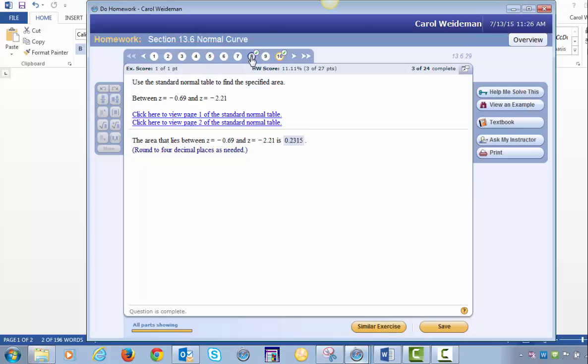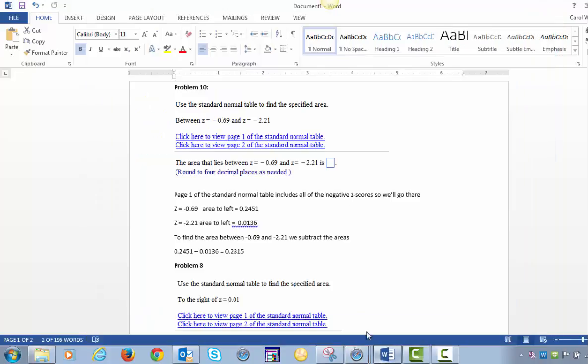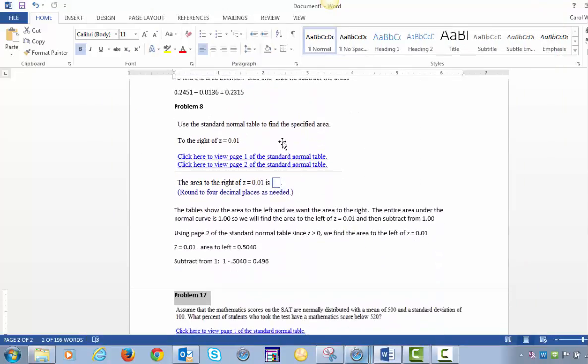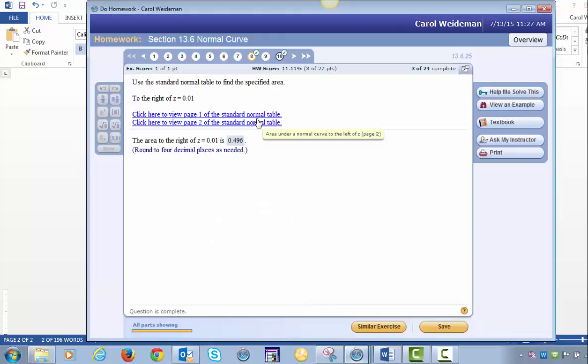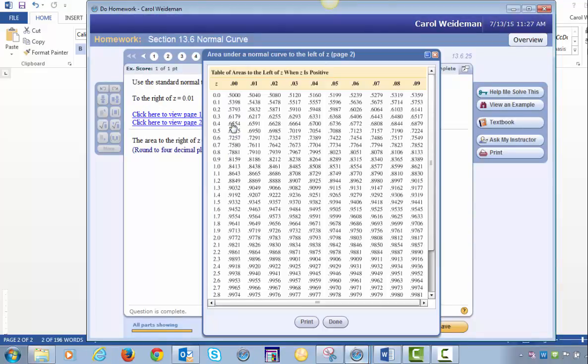Okay, I also picked problem number 8 to do for you. Problem number 8 is just finding the area to the right of a particular z-score. Now the tables show the area to the left. Go and click on the table, and this is a positive one, so we're going to use this one here, and it's always to the left, right?